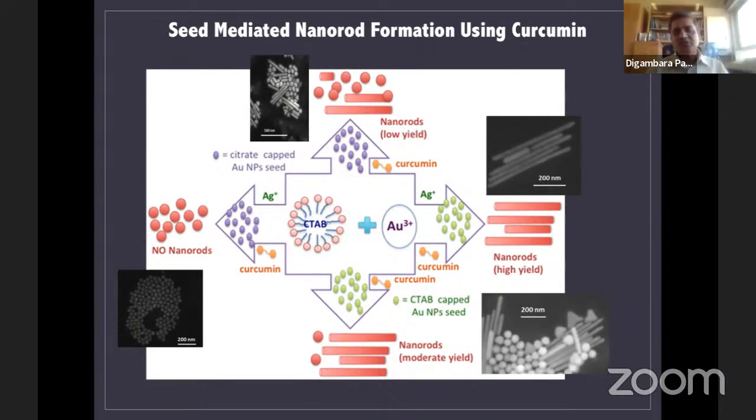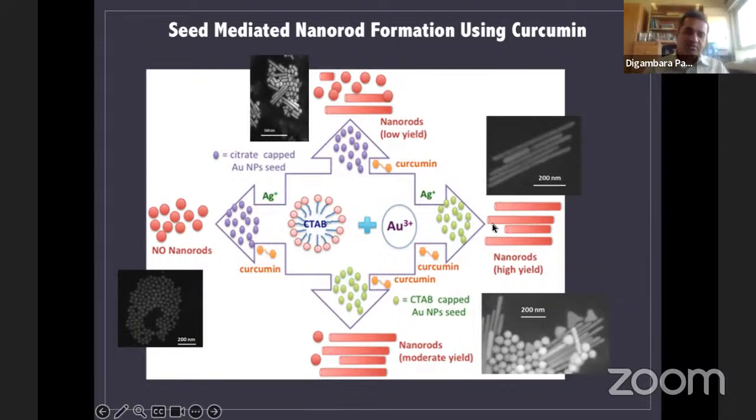In literature, they use sodium borohydride, they use citrate. Citrate is not toxic, but it can lead to a toxic application later on. So we replace one of the well-known chemicals. Instead of sodium citrate, we replace it with curcumin, and then we prepare the nanorods.